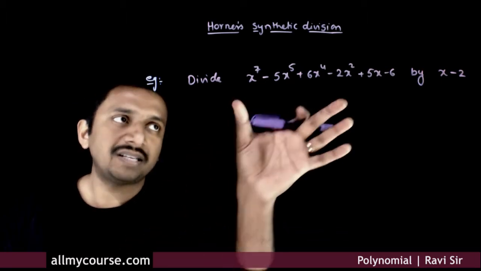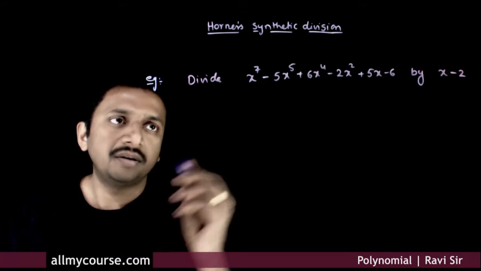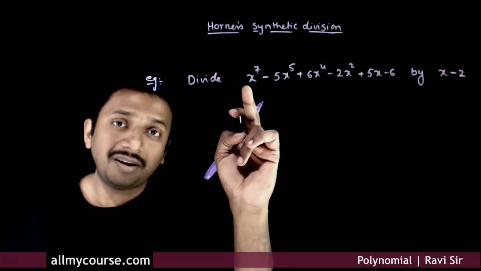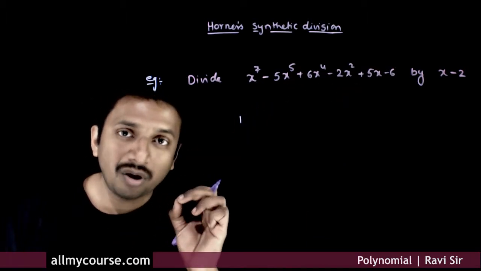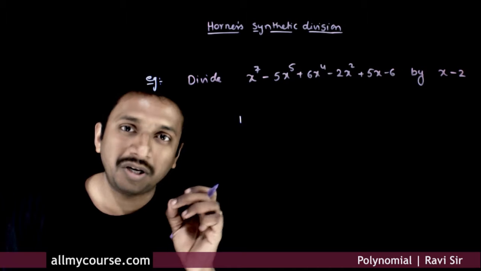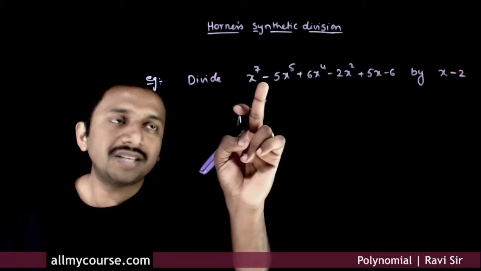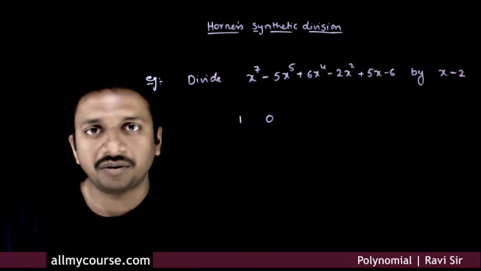So to do that, first let me write all the coefficients corresponding to the dividend. So 1, the x^7 coefficient is 1. So you cannot directly write all these numbers. You have to write coefficient by coefficient corresponding to each power of x. The x^7 coefficient is 1. What is the x^6 coefficient? x^6 is not there, so the x^6 coefficient is 0.